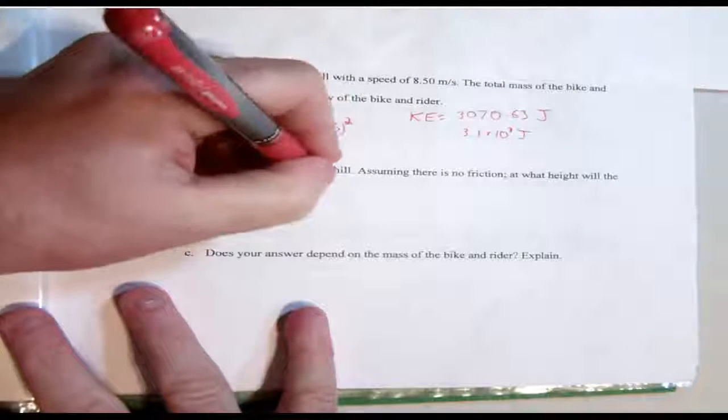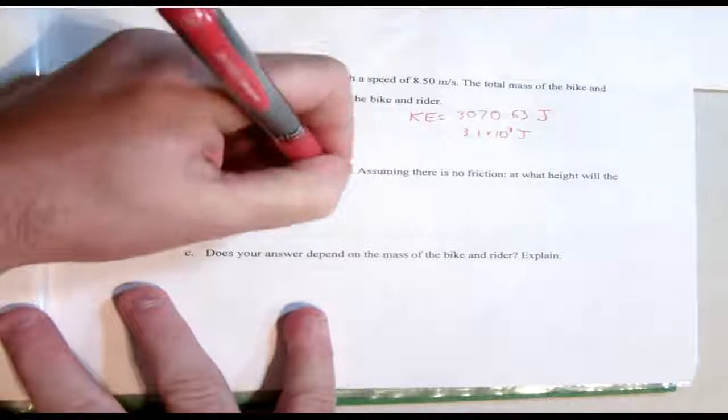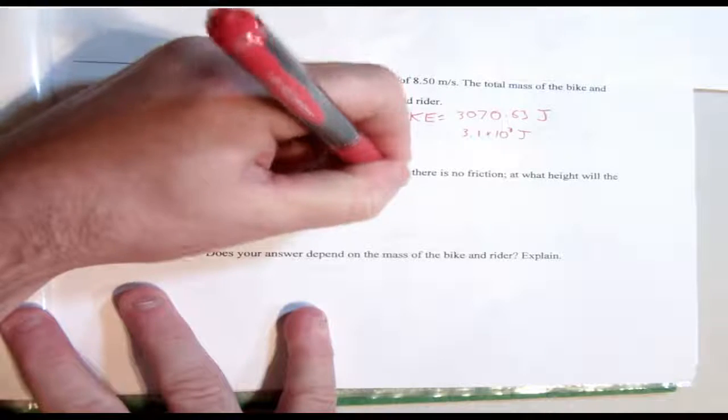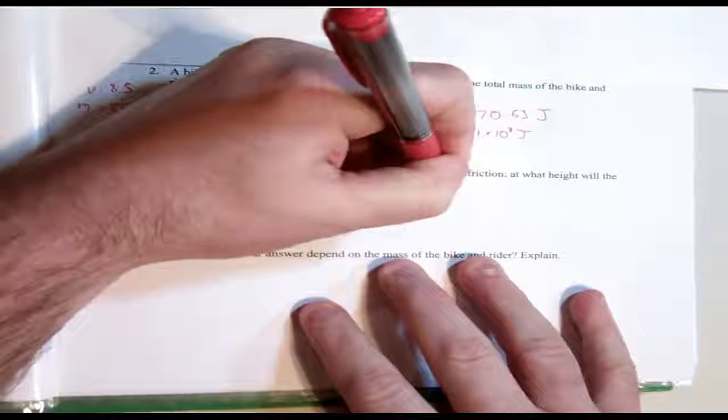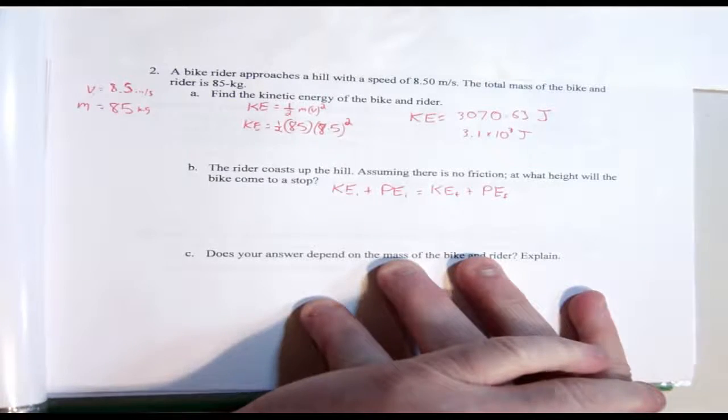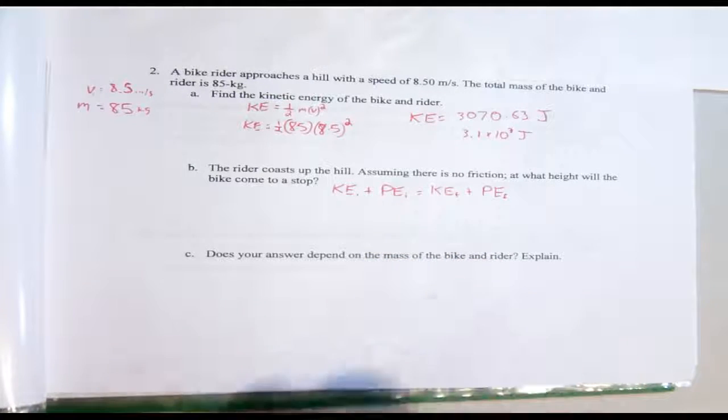So we're going to use our conservation of energy formula. So we have our initial kinetic energy plus our initial potential energy equals our final kinetic energy plus our final potential energy, right? Okay, so a couple things to remember or think about for this one. It's a little bit different.